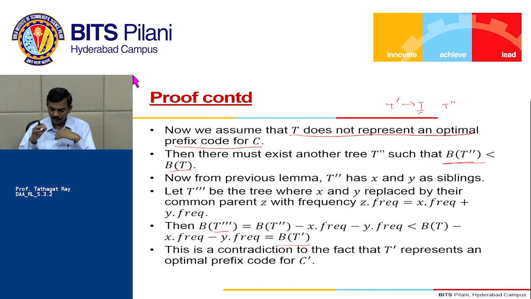So I hope it is clear how we are proving, using two facts, the greedy choice property and the optimal substructure property, that this Huffman code algorithm always gives you an optimal prefix code.